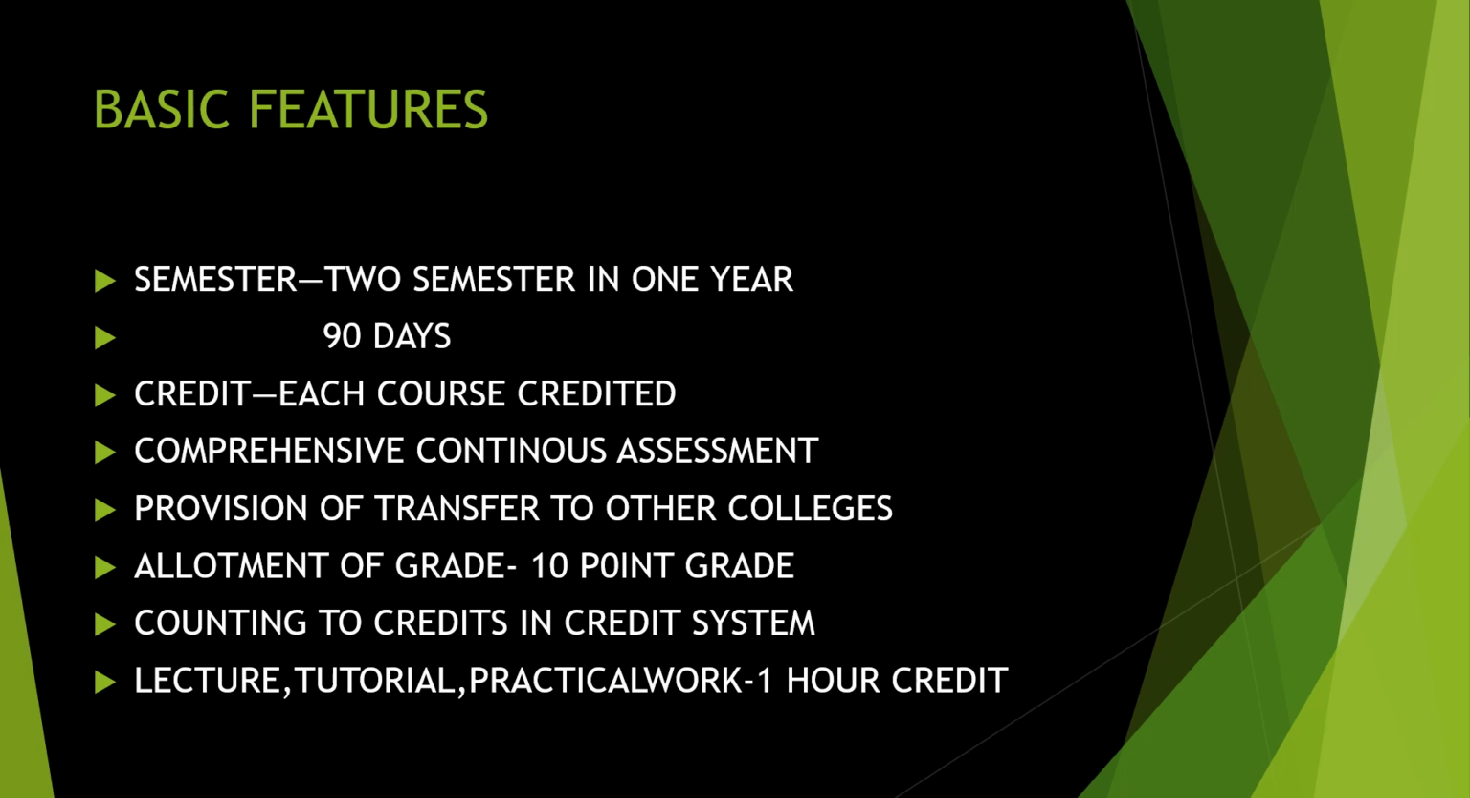Okay. Counting of credit in the credit system. In the credit system, you know that the points are considered and then according to that only the grade is considered. And hours are allotted for the basic features. We can see the hours are allotted for each area. That is, for lecture there is 1 hour, tutorial 1 hour, practical work 1 hour, like this. Each day 1 hour is allotted for each work. Okay.